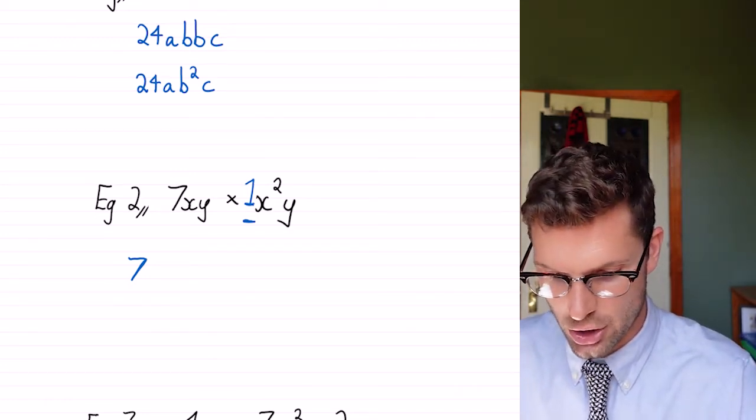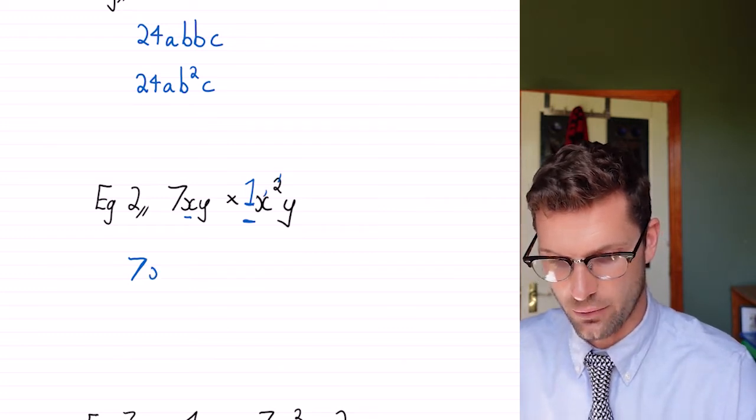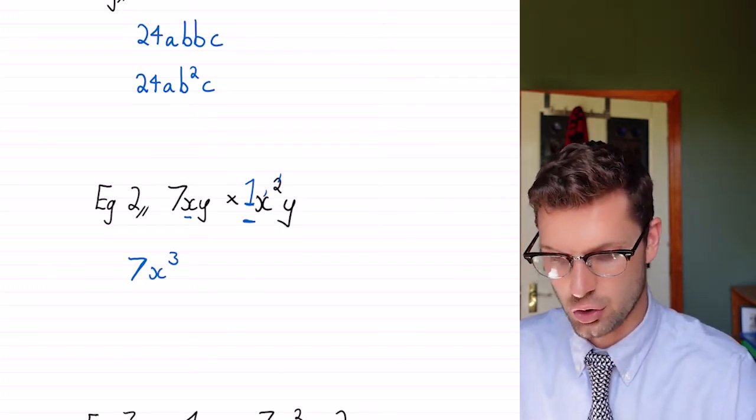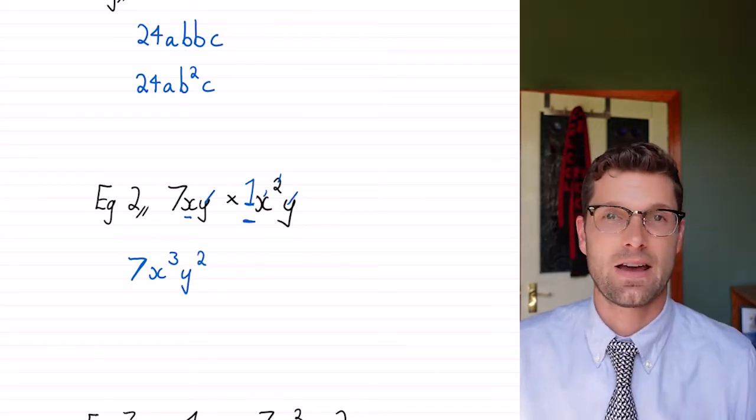So we've got 1, 2, 3 x's. So we've got x to the power of 3, and then 1, 2 y's. So it's y to the power of 2. And that's our final answer.